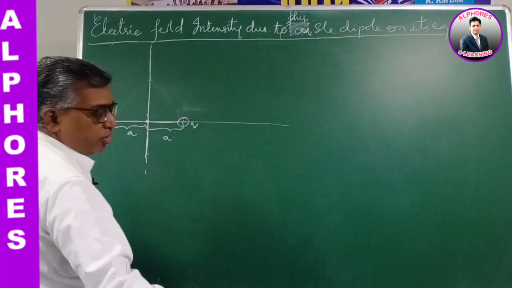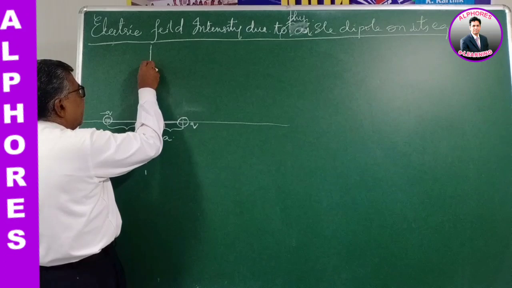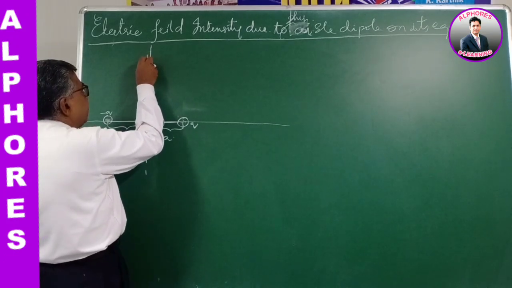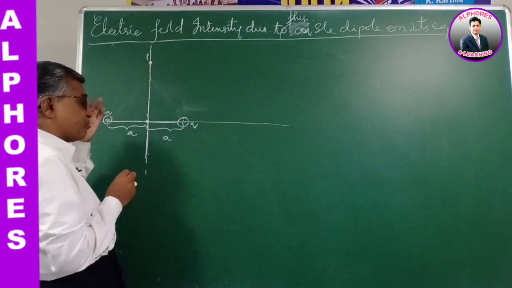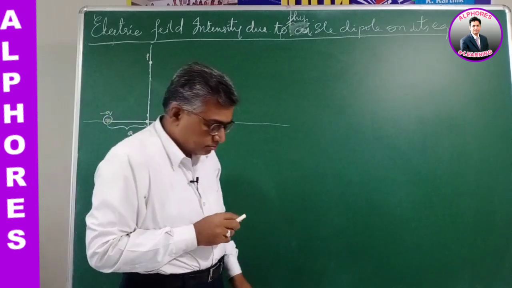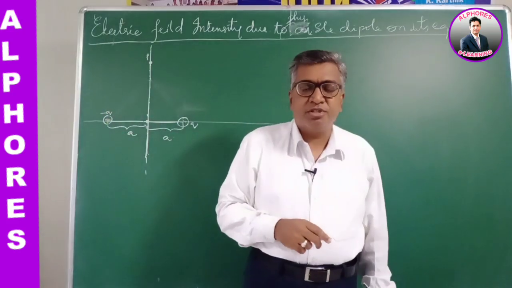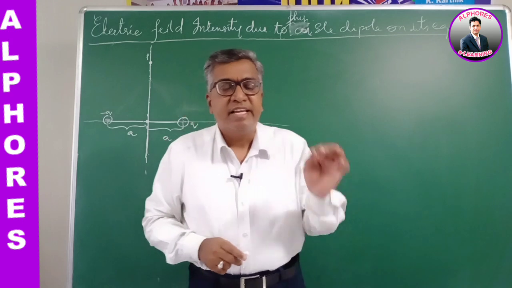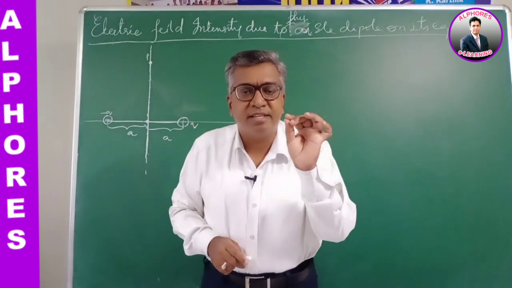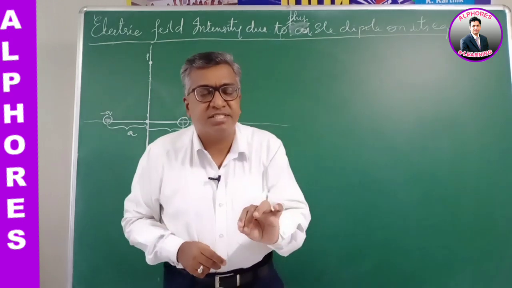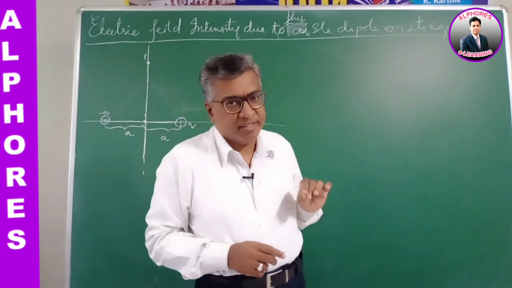Let me consider a point P. I have to find the electric field intensity at this point P due to the electric dipole. Now, according to the definition of electric field intensity, we know it is the force experienced by a unit positive test charge placed at that point in the field.